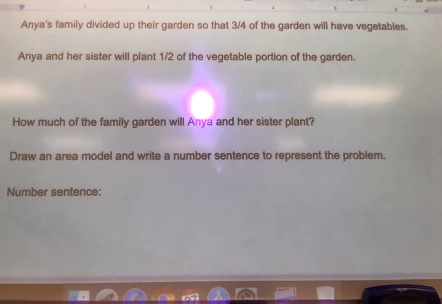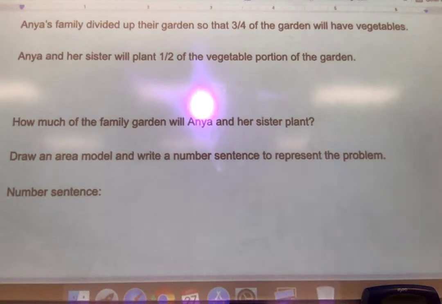We're going to go through exit slip 2.4 that deals with that I can statement that we can use area models to help us understand multiplication of fractions and sometimes with mixed numbers as well. So Anya's family divided up their garden so that 3/4 of the garden will have vegetables.